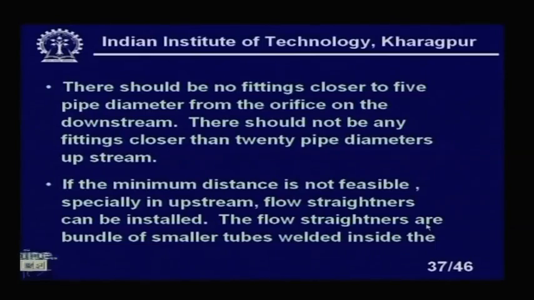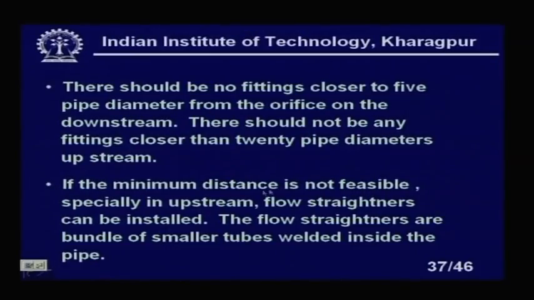If the minimum distance is not feasible, in some situations you will find it very difficult to achieve, because in the process it is not possible to avoid pipe bendings everywhere. There would be some pipe bending. So, when the pipe bending is unavoidable, I have to use some flow straighteners both upstream and downstream. What are those flow straighteners?